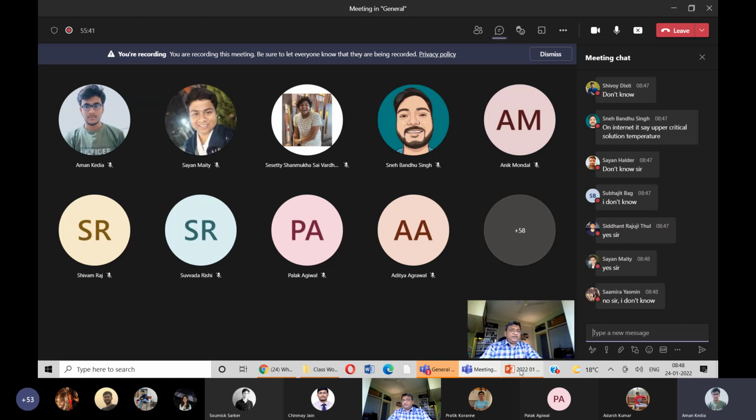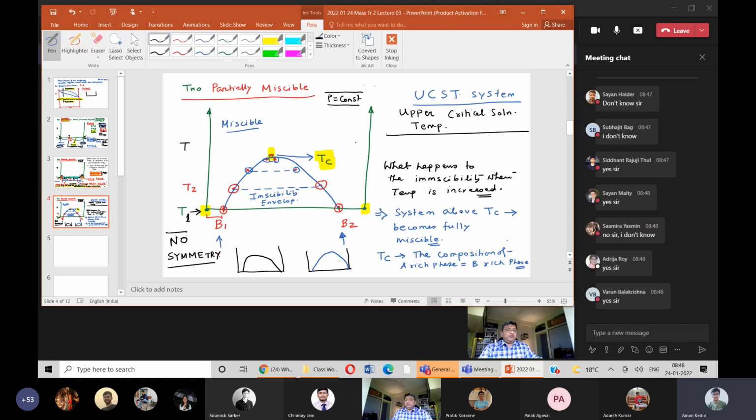You should understand it. Now is it clear to everyone? People who are saying we do not know, it's perfectly well taken. Now you understand? So this is the typical behavior in most cases. Most cases, if you have two partially miscible liquids, if you increase their temperature, the immiscibility envelope reduces and they become more miscible. We all know that in most cases.